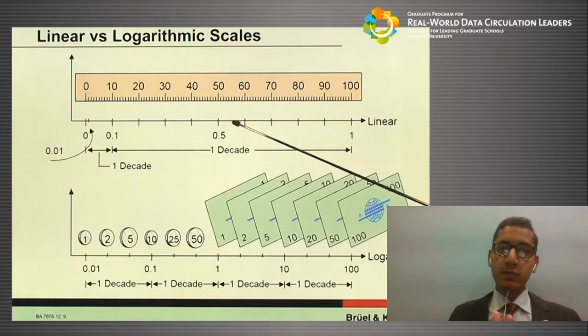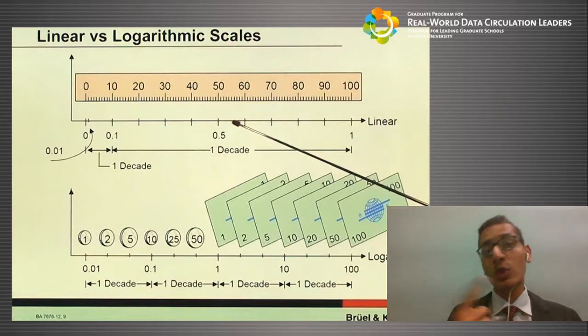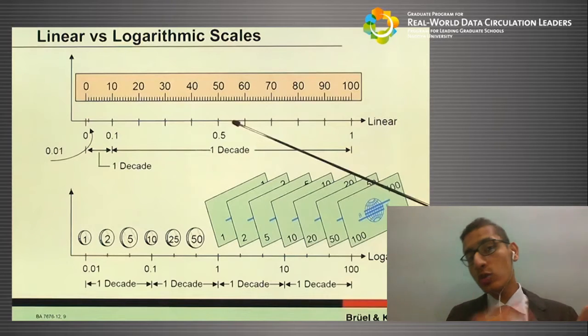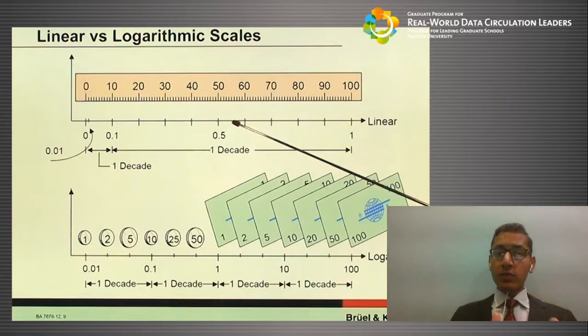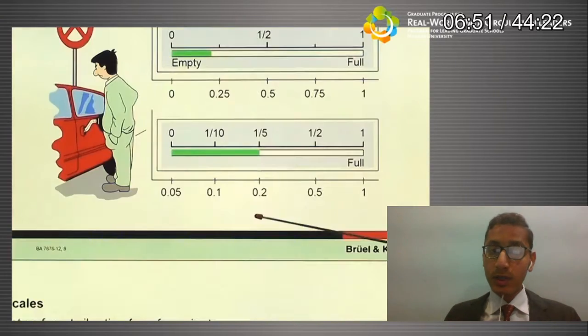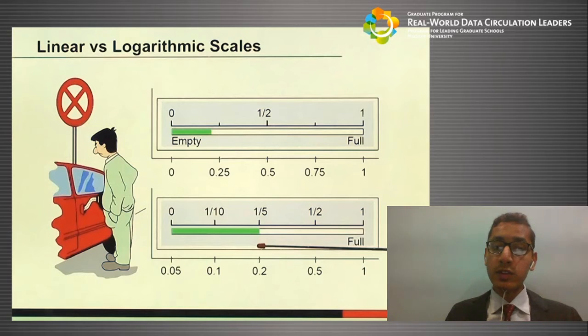First of all, there's linear versus logarithmic scale. Now, in the linear scale, we see that the distance between 0 and 0.1 is 1 decade, and from 0.1 to 1 is another decade. While in the logarithmic scale, all the decades are of similar length. Now, due to these shifts, we see the variance that was shown here. In the linear scale, we could see a small portion, while in the logarithmic scale, it showed us that half the tank is full.